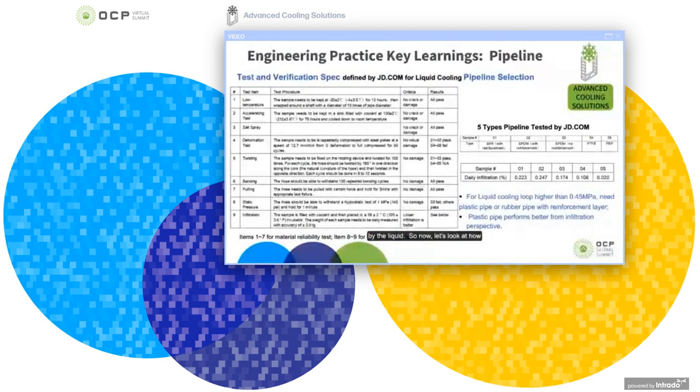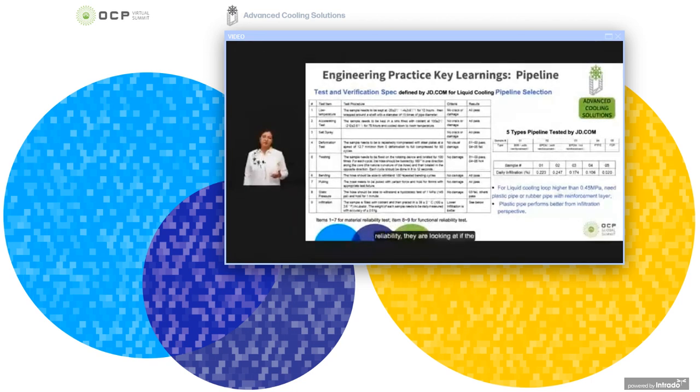So now let's look at how they came up with the pipe selection or the tube selection. They looked at 2 criteria. One was looking at the performance, another was looking at the reliability. In terms of reliability, they are looking at if the pipe gets damaged, and for the performance, they were looking more at the evaporation rate. So based on that, they tested 5 pipes based on those 2 criteria, and more details are in the white paper.